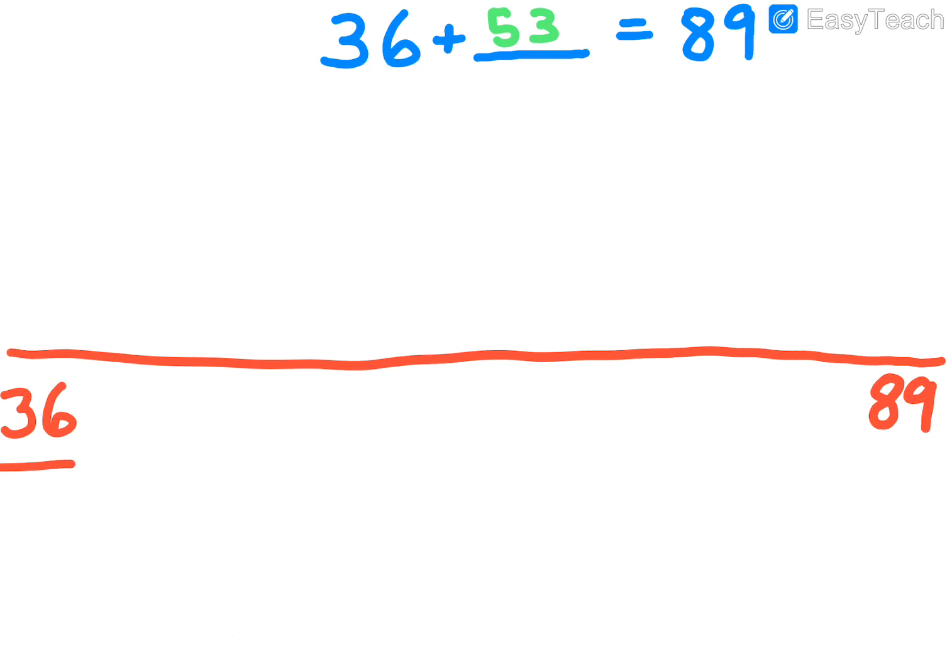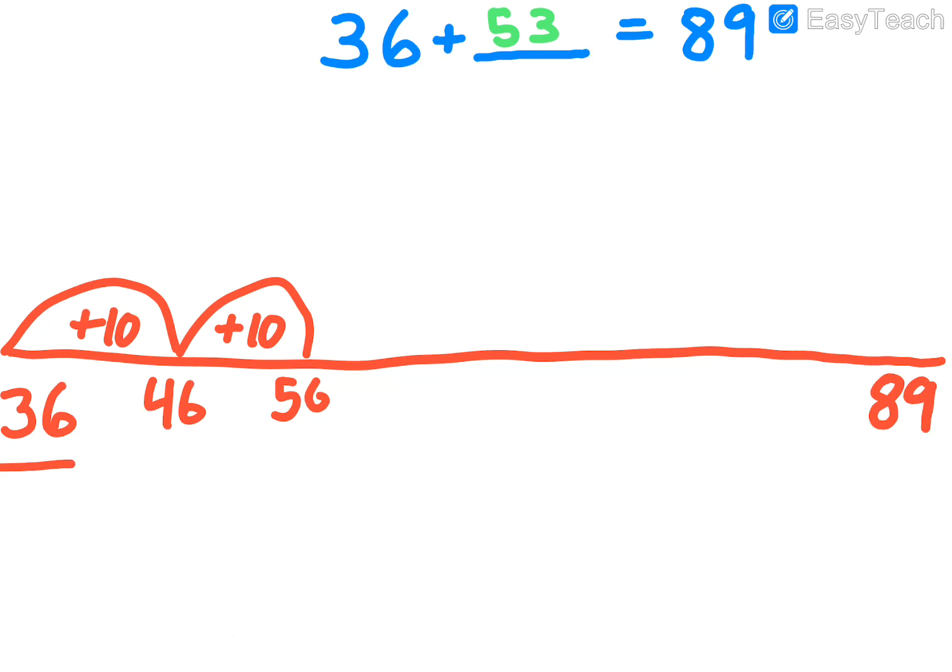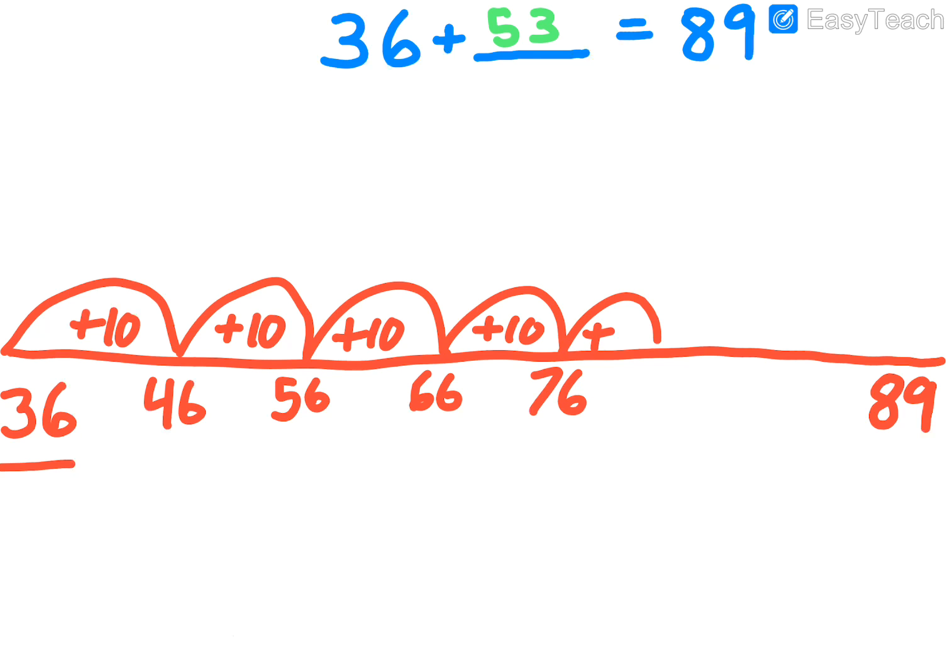So the first thing I'm going to do is add my tens. I've got 36. I'm going to add 10 more. That equals 46. Now we're still a little ways away from 89, so I'm going to go ahead and add some more tens. Add 10 more. That equals 56. 10 more is 66. 10 more is 76. 10 more is 86.